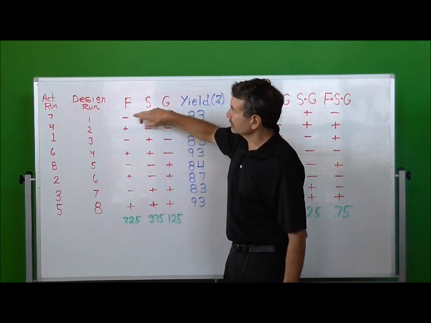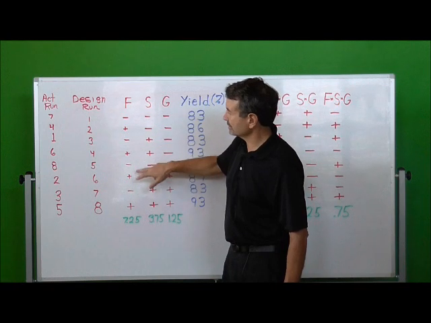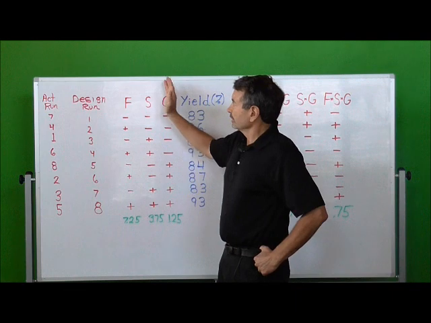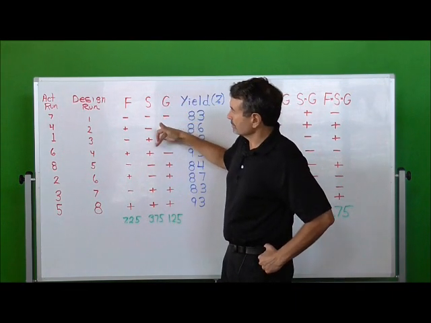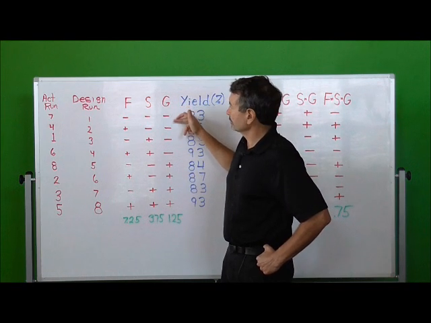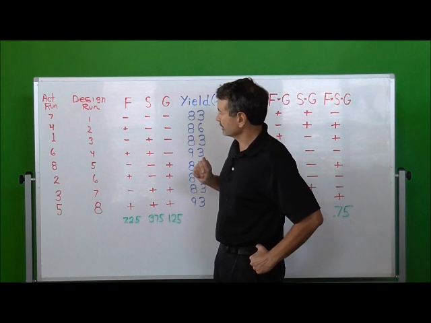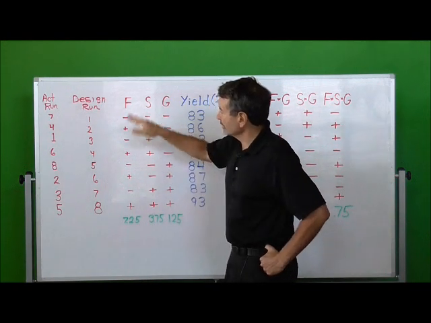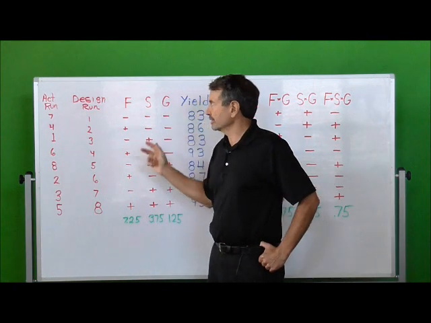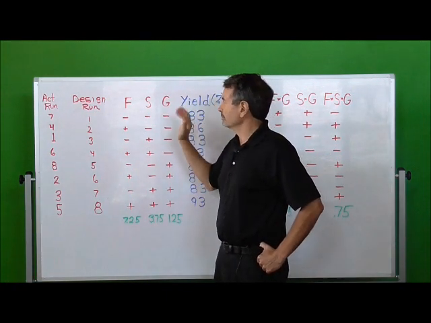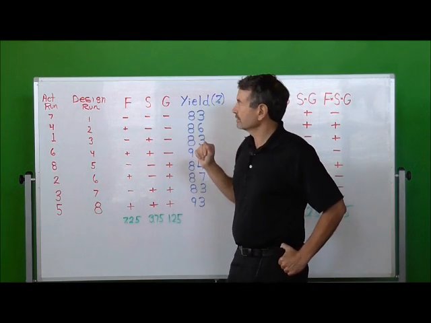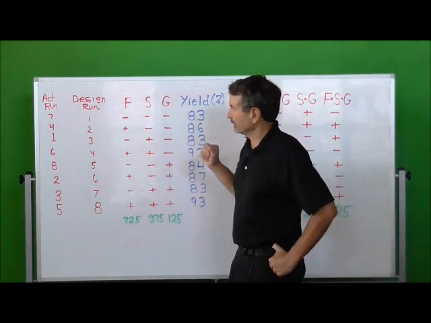We're going to take the force and go minus plus, minus plus, minus plus, on down for our 8 runs. For the speed, we're going to go minus minus, plus plus, minus minus, plus plus. And for our grit, we're going to go 4 minuses followed by 4 pluses. When we do all this, it's called full factorial. This essentially covers all combinations between the force, the speed, and the grit.